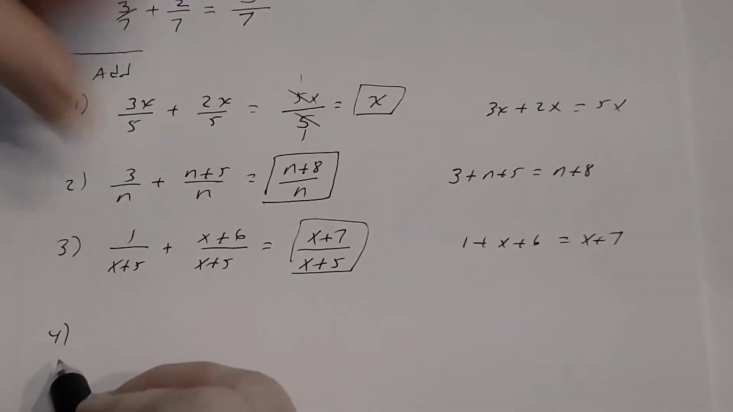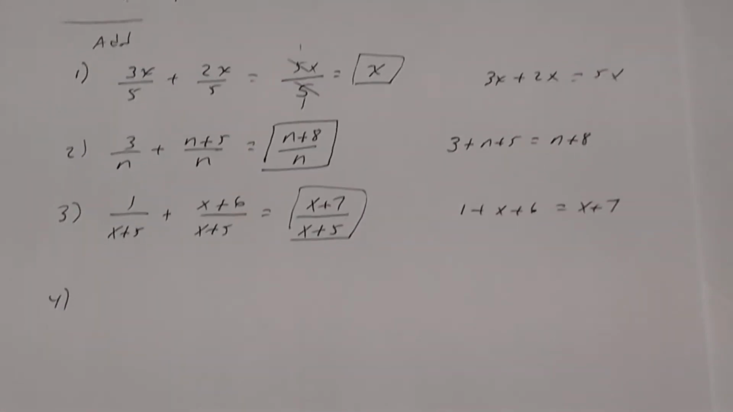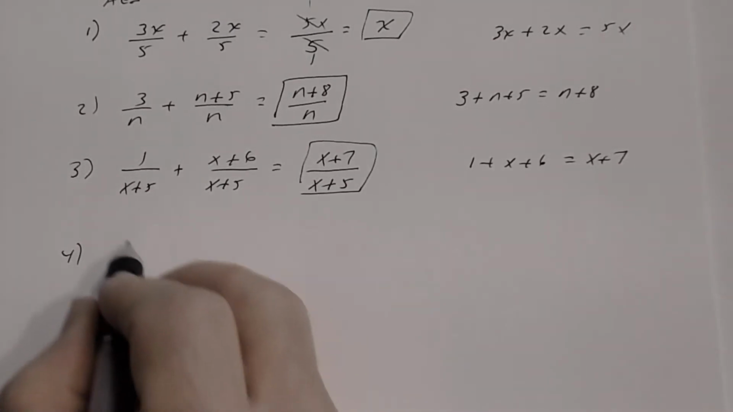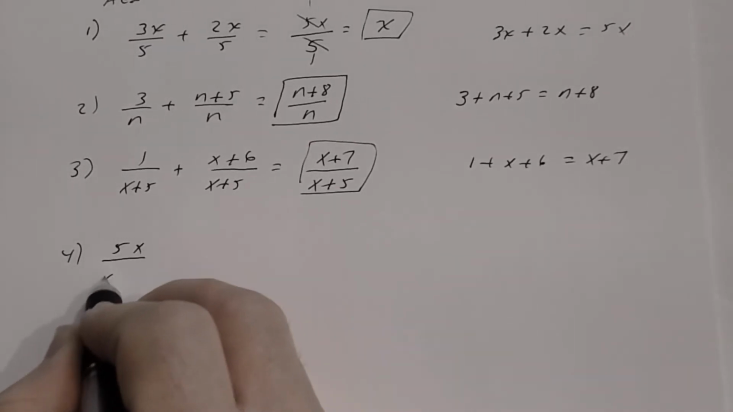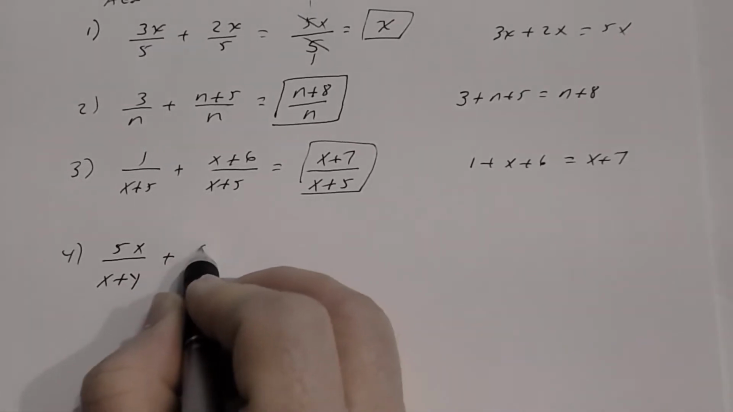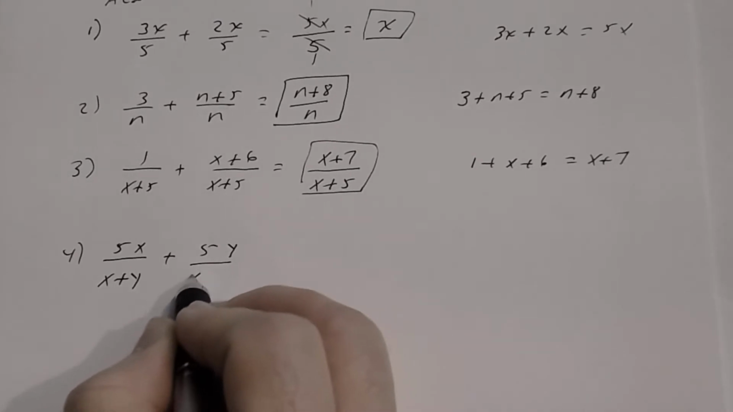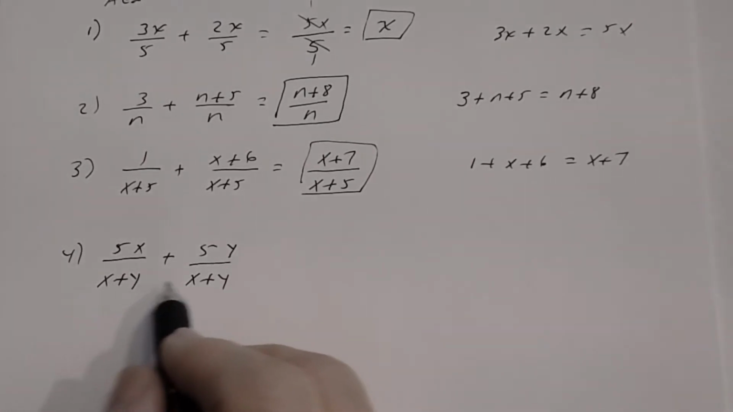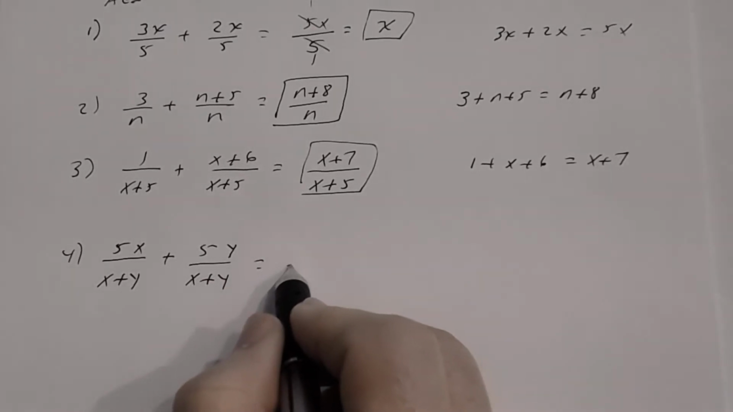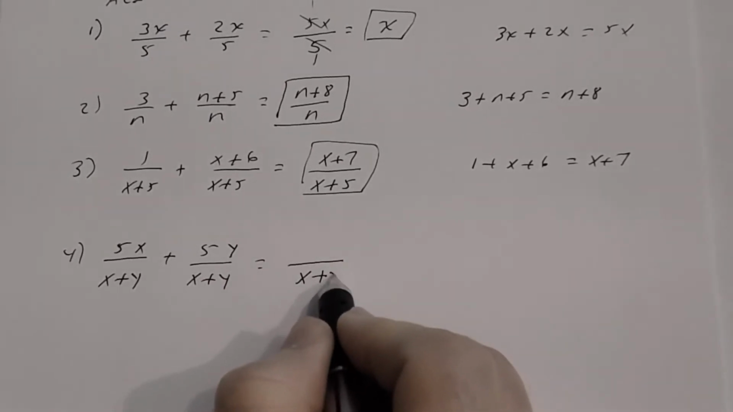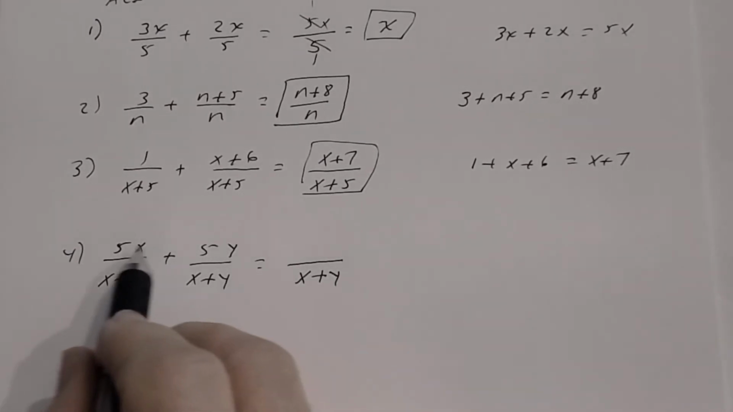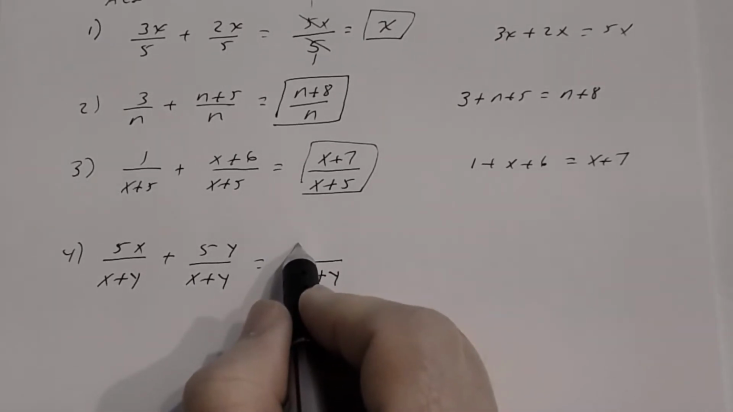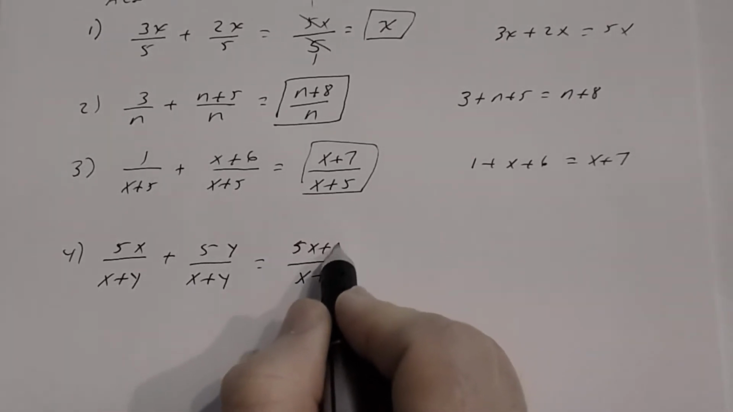Number 4, we have, let's see, 5x divided by x plus y plus 5y divided by x plus y. All right, so notice I'm adding two fractions with the same denominator, so I'm going to combine this into one fraction with that denominator. And then if I look at my numerators, this term and this term, they're not like terms, so I'm going to just go ahead and write this as 5x plus 5y.